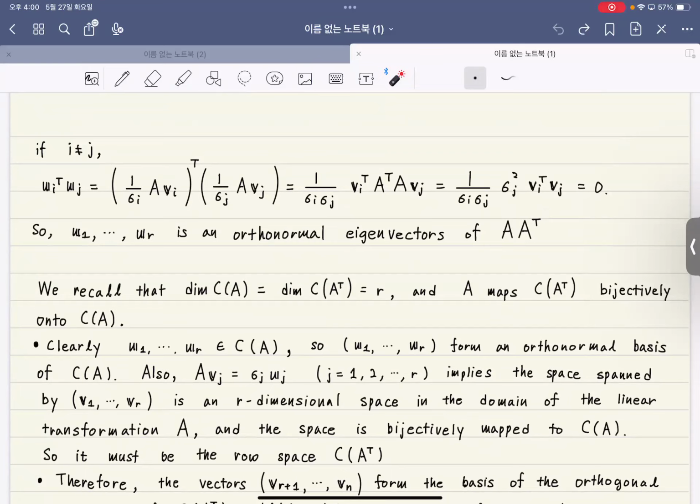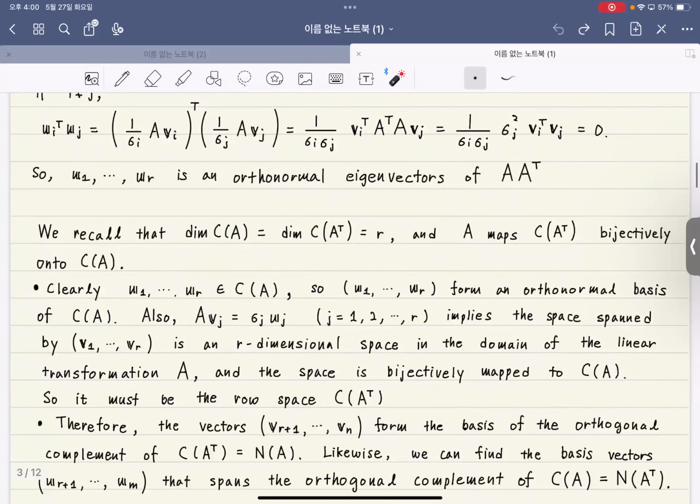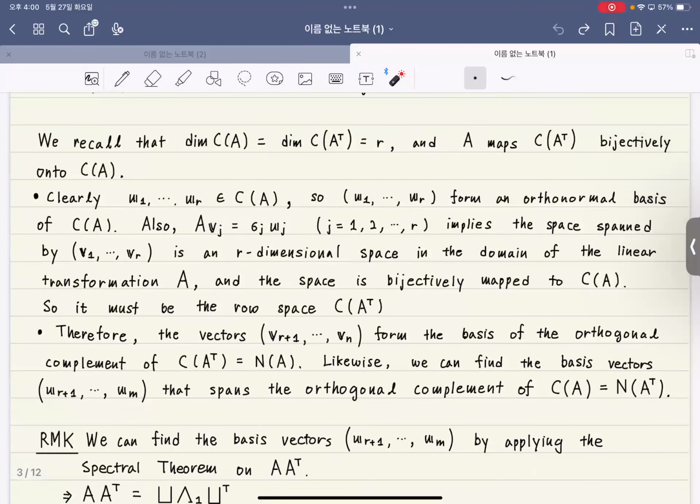Okay, so now we have the orthonormal basis vectors for the column space and row space. What about the orthogonal complement? What is the orthogonal complement of the row space? The orthogonal complement of the row space is the null space of A, and the orthogonal complement of the column space is the left null space. So we also need to find the basis of these orthogonal complements.